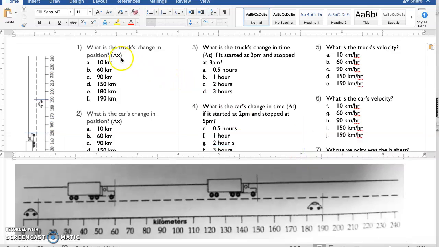Okay? So, número uno, what is the truck's change in position? So, esta pregunta significa, ¿cuántas distancia pasar o cuántas distancia cambiar del camión? Okay, so primero es 60, at first is 60, y el camión terminé es 150, it stops at 150. So, ¿cuántas espacio entre este y este?